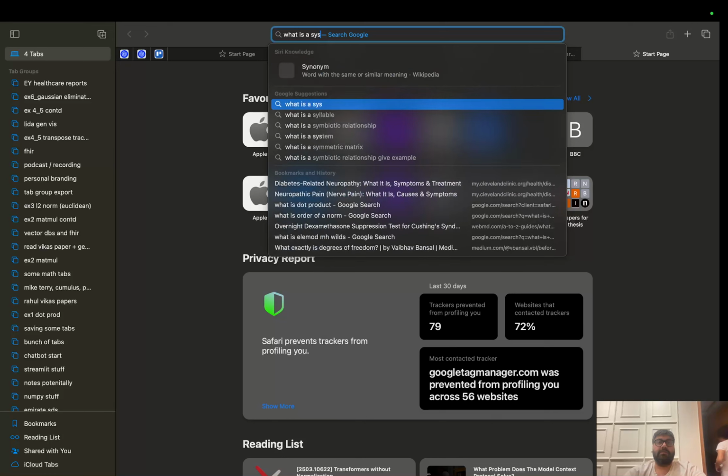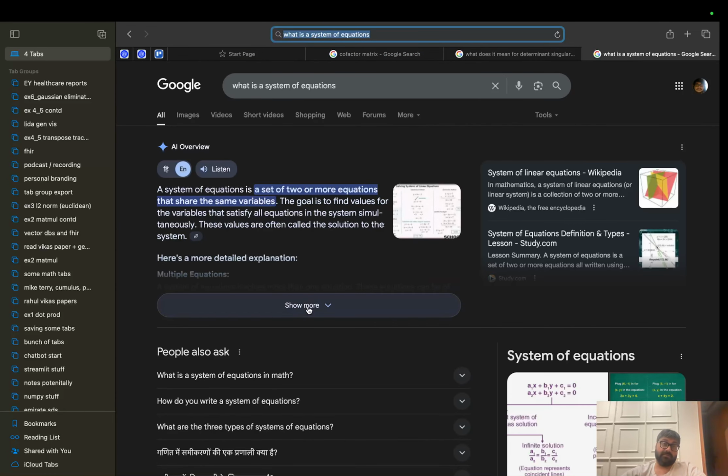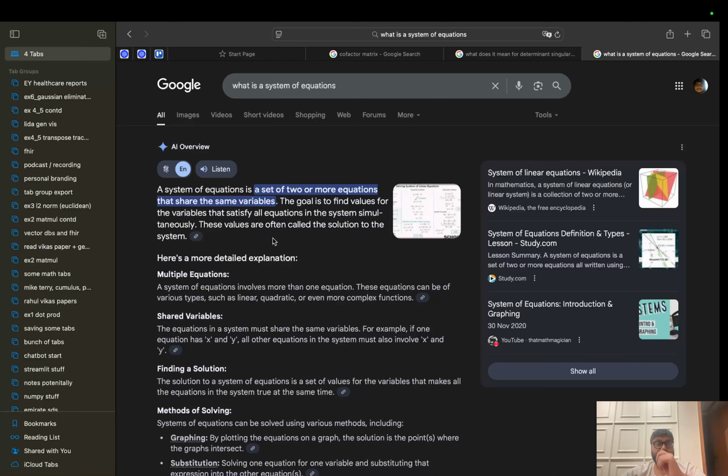What is a system of equations, right? A system of equations is a set of two or more equations that share the same variables. The goal is to find values for the variables that satisfy all the equations in the system simultaneously.